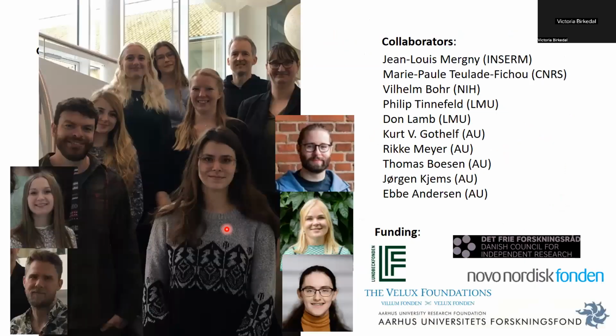And I have a picture of the group. And here on the left side are people that are not anymore in the group. And on the right side, people that have joined since the picture. And Alexandra, Sophie, and Maria are in the COFOLD project.